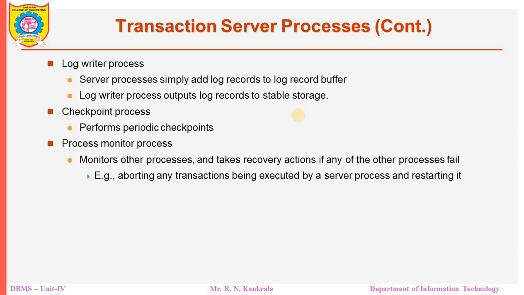The log writer process outputs the log records from the log record buffer to stable storage, which we have learned about. Stable storage is a backup facility. A server process simply adds log records to the log record buffer in shared memory, and if a log force is required, it requests the log writer process to output the log records. The checkpoint process performs periodic checkpoints, which are used for backup and recovery from failure. We have learned about checkpoints. The process monitor process monitors other processes and takes recovery actions if any of them fails, aborting any transaction being executed by the failed server process and restarting it.